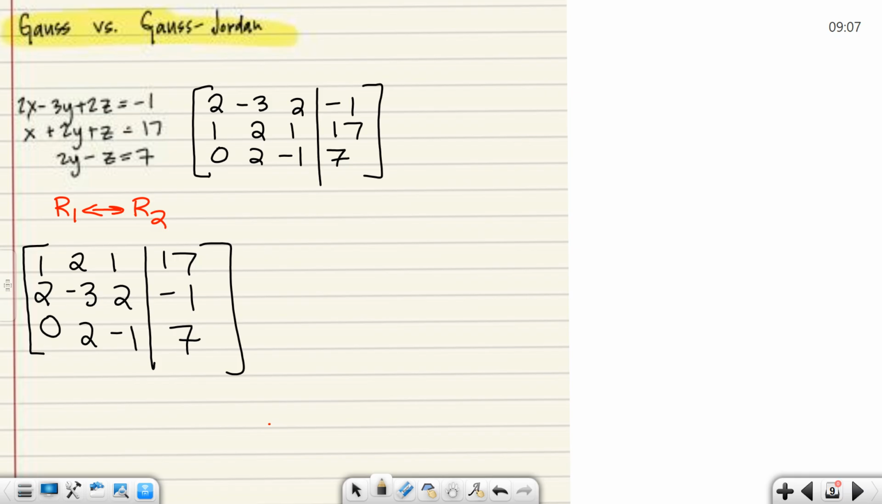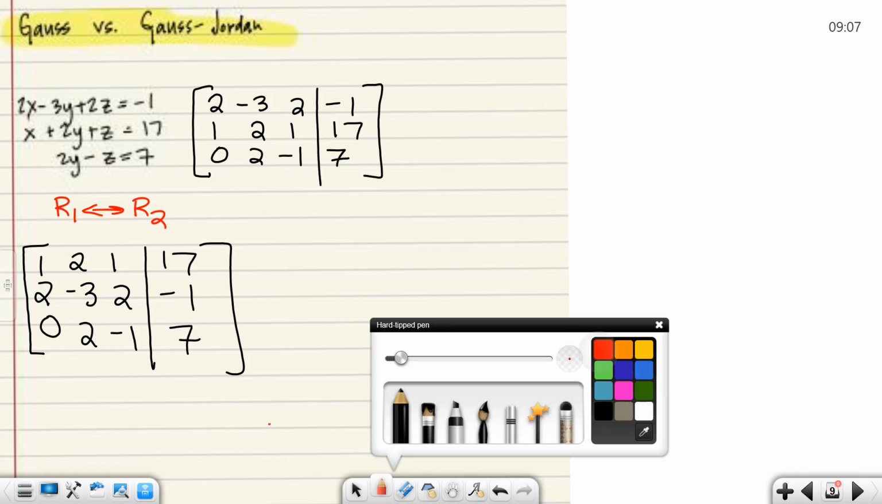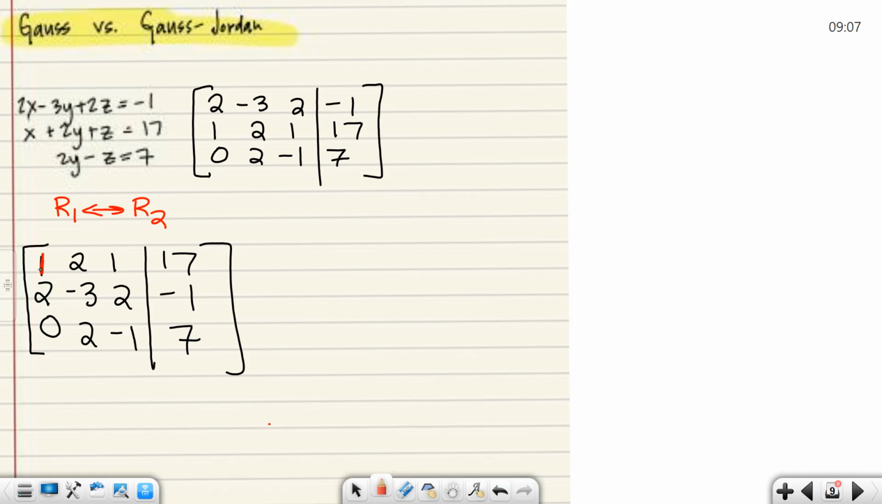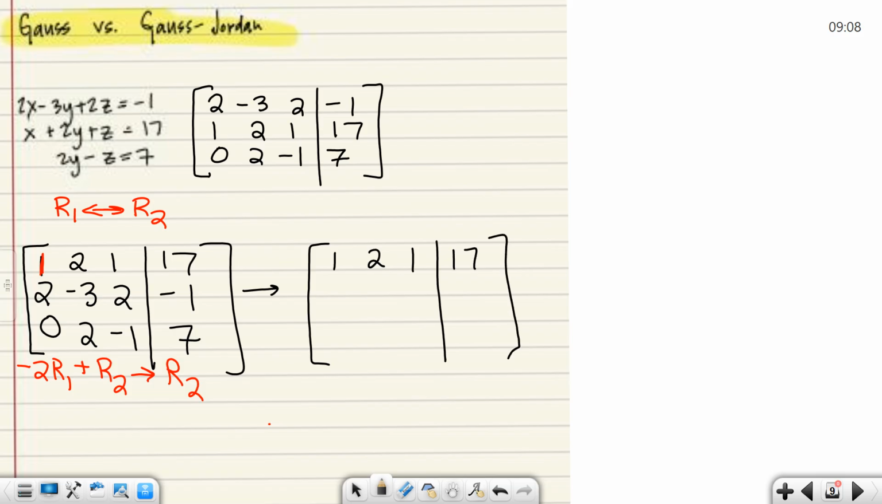Now I'm going to get rid of this 2 right here. To get rid of that 2, I'm going to use this 1 right here. So I'm going to say -2 times row 1, add that to row 2, and that's going to change my row 2. Now the way we think about that is that row 1 is going to stay the same. You'll say, oh, but you're multiplying it. I'm multiplying it by 2 so that I can use it for something, but I'm not actually changing row 1. I'm changing row 2, so that one's going to change, and row 3 is going to stay the same.